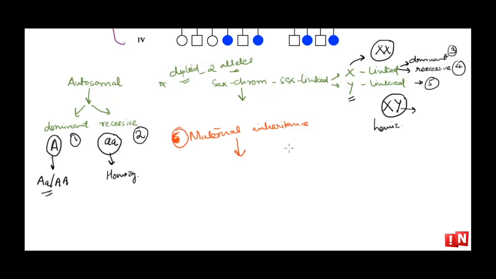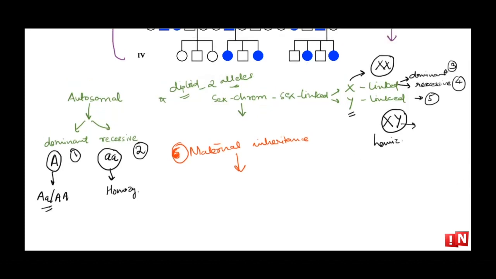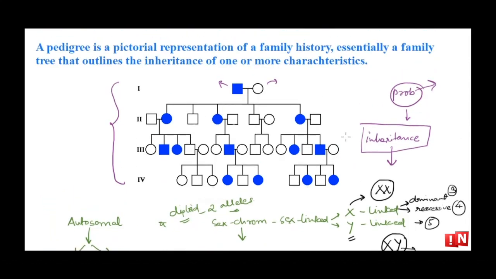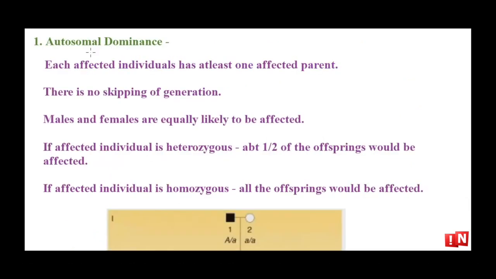So we have 6 different types of inheritance that we need to look for, that can be the source of passing on of a trait in a family. So what are the characteristics of each of these inheritance and how can we identify what type of inheritance it is by looking at a pedigree? So let's begin with the first type. Alright, so the first type is autosomal dominance, right?